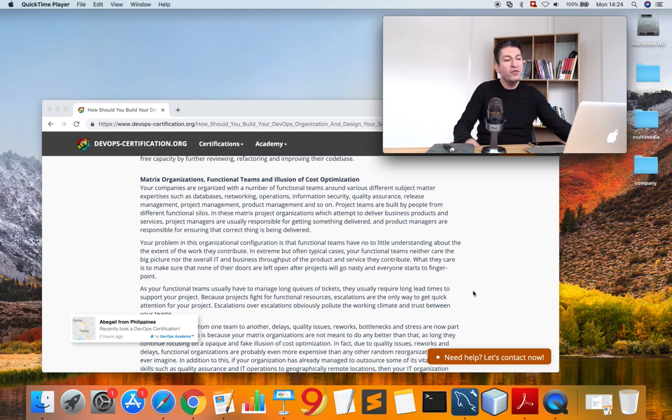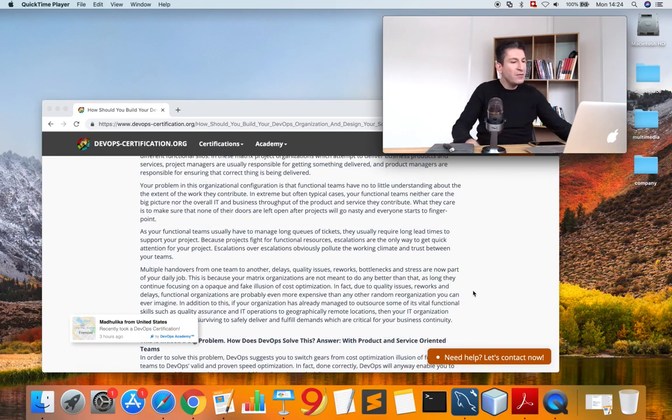In extreme but often typical cases, your functional teams care neither about the big picture nor about the overall business throughput of the product and service they build and contribute to. What they care about is making sure that none of their doors are left open after projects go nasty and everyone starts to point fingers, and all escalations are flying around inside IT, or between IT and the business organizations. So functional teams usually have to manage long queues of tickets.